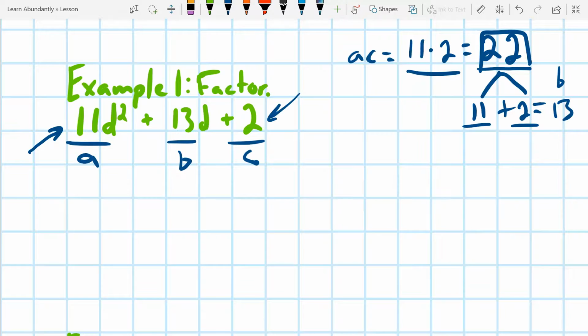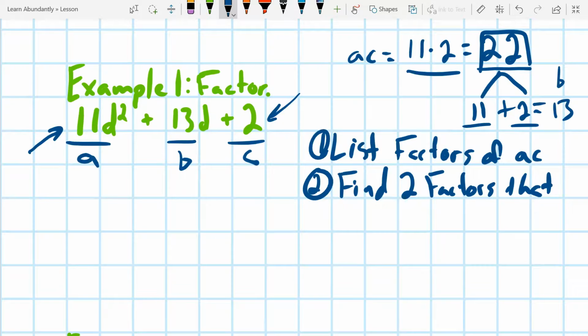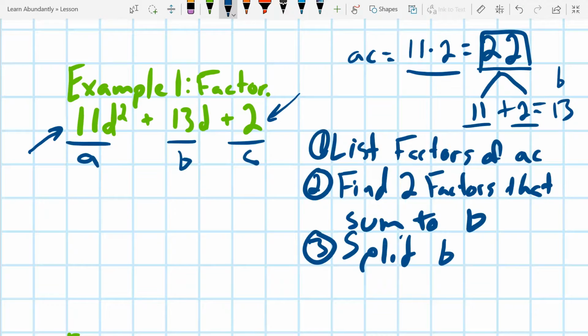However, we need to actually do another step. So after we first list factors of AC, find two factors that sum to B, then the third thing we're going to do is split B. Okay, and so if 11 plus 2 is 13, then what I'm going to do now is take B and split B into two pieces. 13D is really the same as 11D plus 2D. And so I really am just making that into two separate terms.